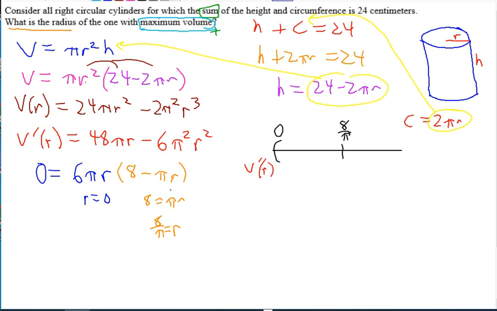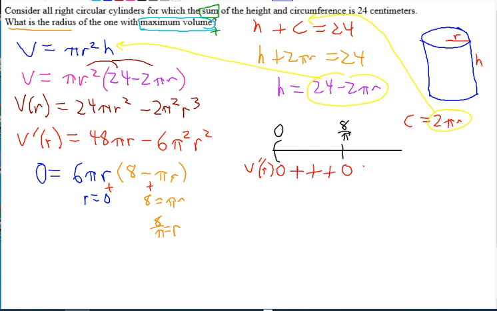0 was a critical number, though, so it makes it 0. So we can't test that. But you could test 1. That's definitely less than 8/3. So 1 right here would make this one positive. 1 right here would be 8 minus pi. 8 minus 3.14, that's also positive. Positive times a positive is positive.